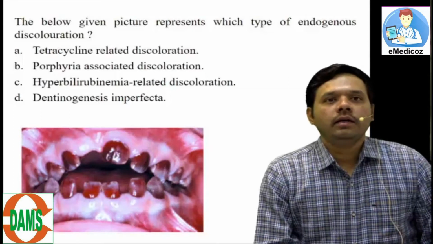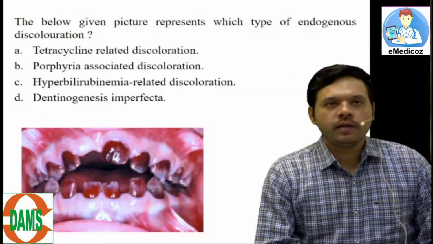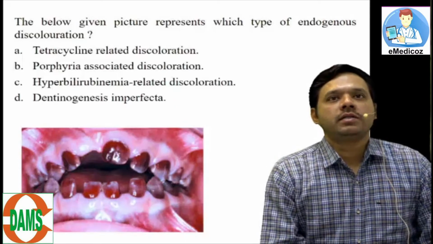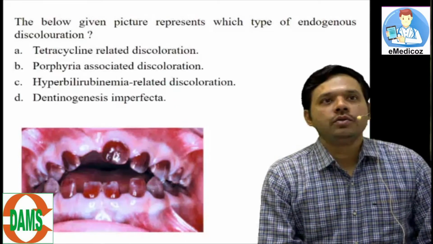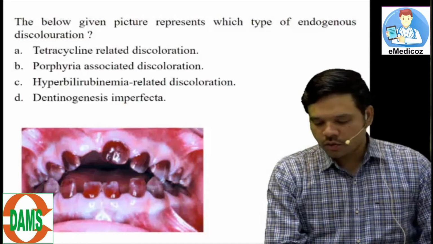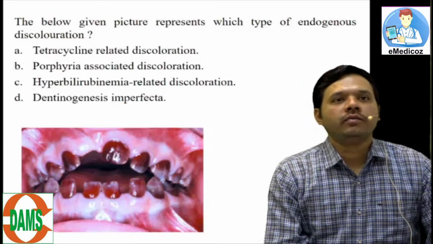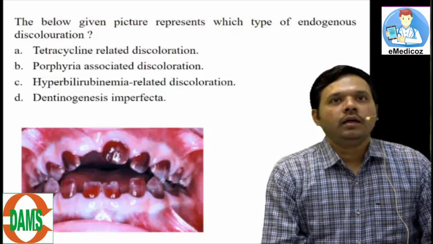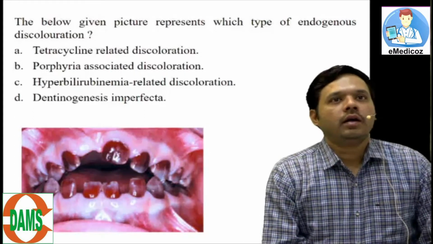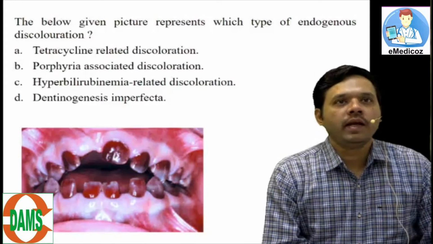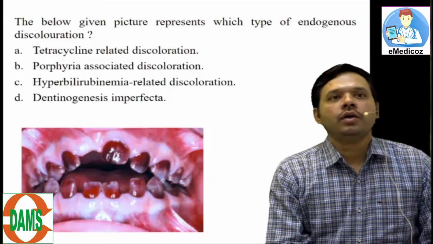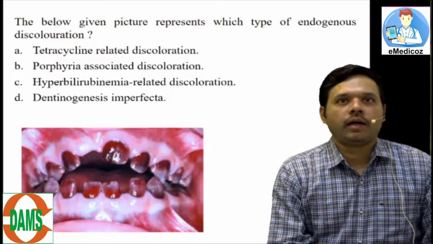Hello everyone. Let us move on to the next question here. The below given picture represents which type of endogenous discoloration? So if you can see the image, there is discoloration of the teeth. It is brownish, reddish brown discoloration of the teeth. Whether it is a tetracycline stain, porphyria related discoloration, hyperbilirubinemia related discoloration, or dentinogenesis imperfecta.